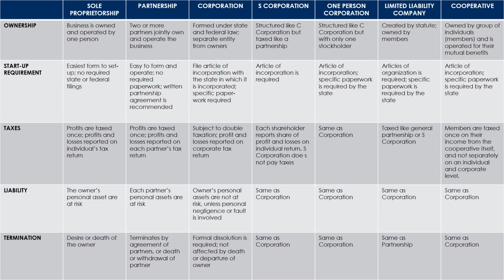So these are the summary of the types or the forms of business organization, according to its ownership, the startup requirement, the taxes, the liability, and its termination.